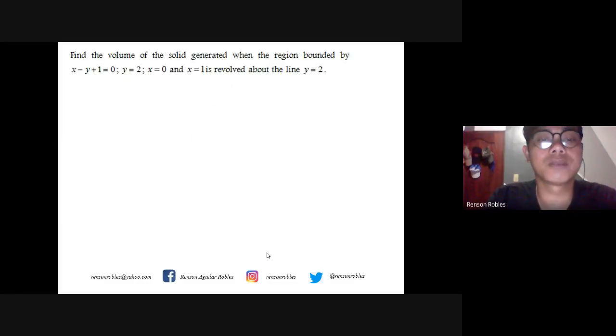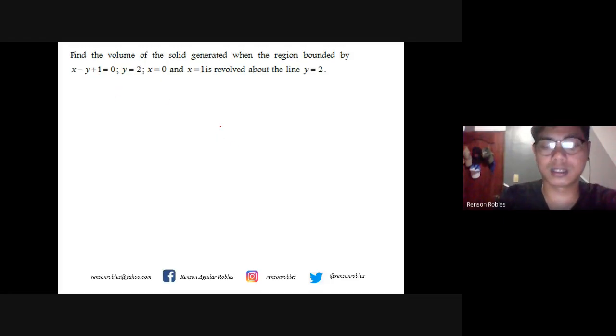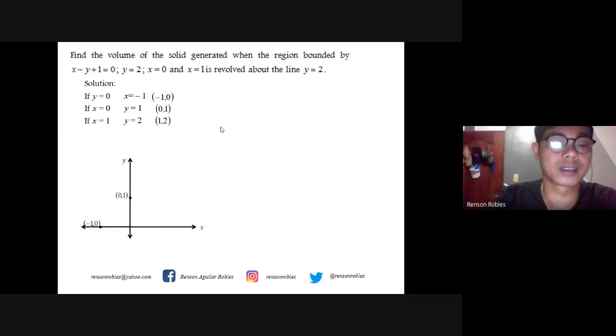So this time, we will make use of the line y equals 2. The same curve, x minus y plus 1, but this time one of the boundaries now is y equals 2, and x equals 0, and x equals 1. And again, you now have these points, derived from the earlier solution, and then you draw the graph. Okay, and this time you now have your y equals 2.